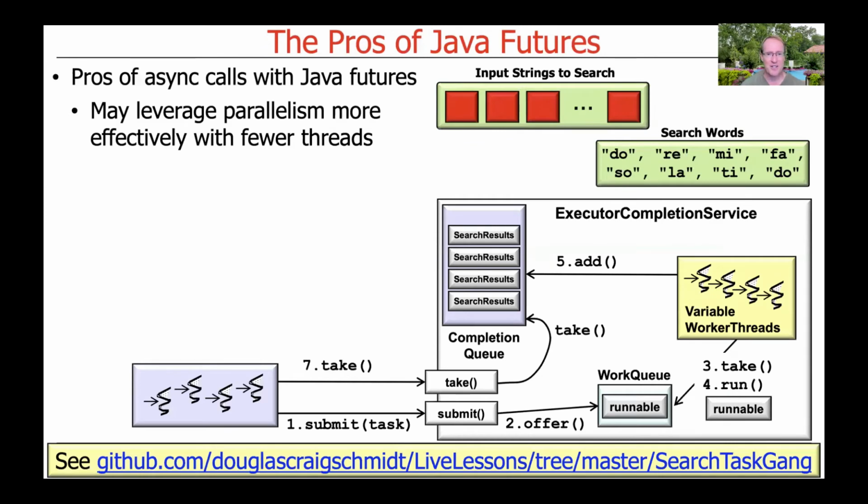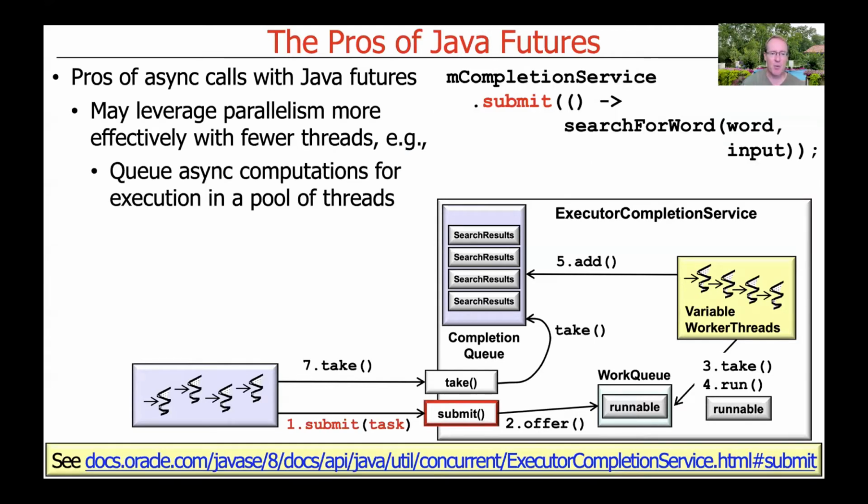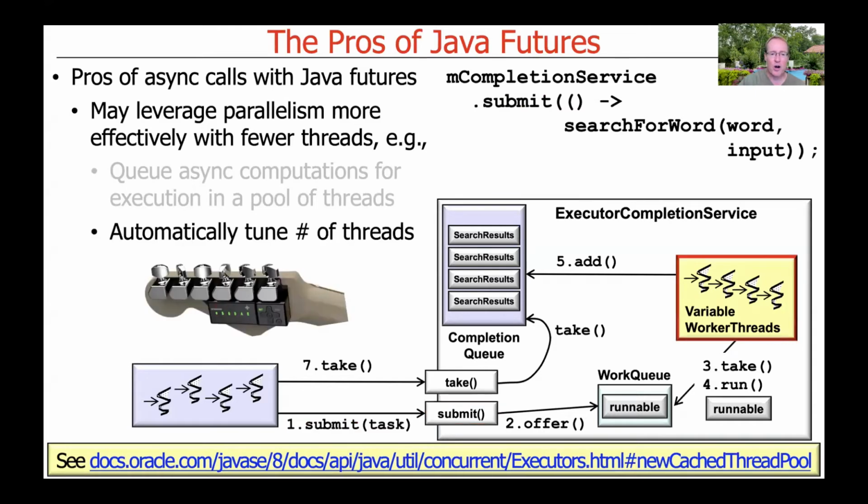So the good aspect of futures is it allows you to potentially leverage greater parallelism available on the platform while using fewer threads. So you don't have to have a thread for every call. Instead, you can have a fixed size pool of threads. And what you can do here is essentially queue up the asynchronous computations for execution in a pool of threads, which could be fixed or variable. It all depends on how you want to set your system up. So you submit the work, and the number of threads can be automatically tuned. You could keep it fixed, you could grow them, and so on and so forth.